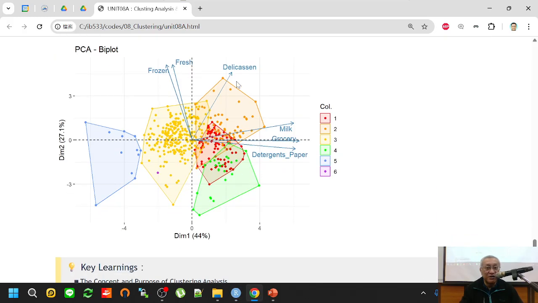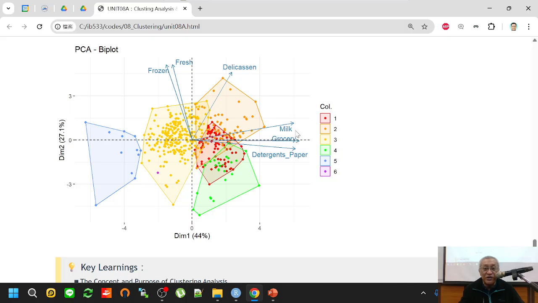we actually have a very nice idea about how these 440 retailers, when we group them into 6 different groups, right? And this blue group, as you can see, they buy less.